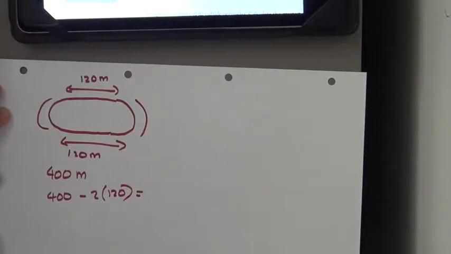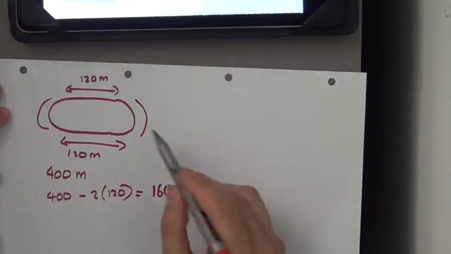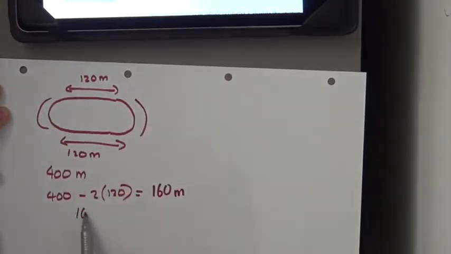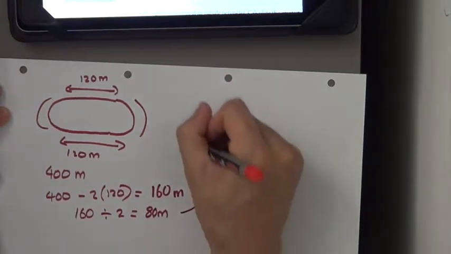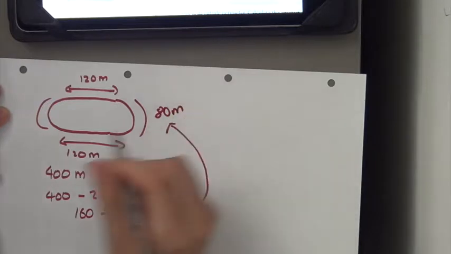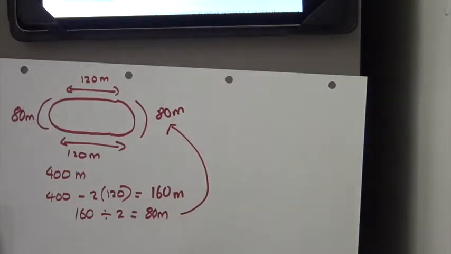So 400 minus 240 is 160 meters. So we know 160 has to equal these two. So I'm going to do 160 divided by 2, which is 80 meters. So 80 meters here, 80 meters there. Calculate the total length of the curved sections of the track. It's 160 meters, the total length.